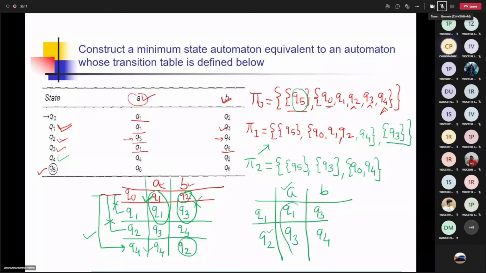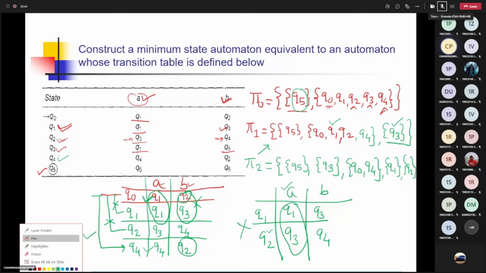So Q1 and Q3 are within the different sets. Okay, so they are not equivalent here. As they are not equivalent, we have to write them down separately, Q1 and Q2, and then we have to close the set.